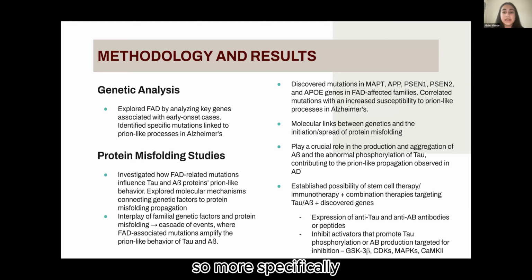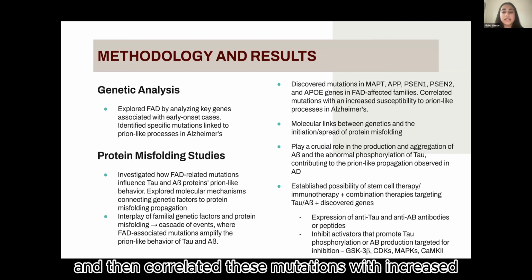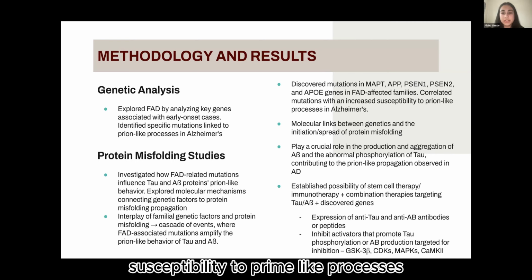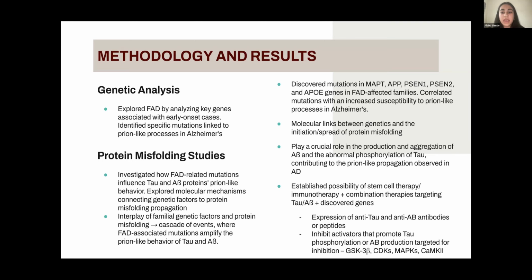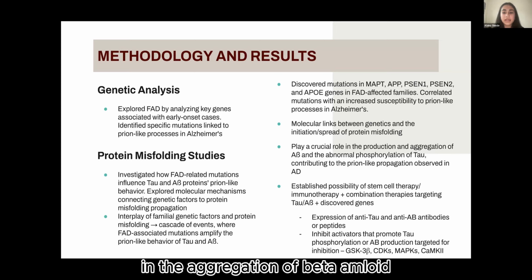So, more specifically, I discovered mutations in MAPT, or the tau gene, presenilin genes 1 and 2, and the APOE genes in FAD-affected families, and then correlated these mutations with increased susceptibility to prion-like processes. And overall, these play a crucial role in the aggregation of beta amyloid and the abnormal phosphorylation of tau.